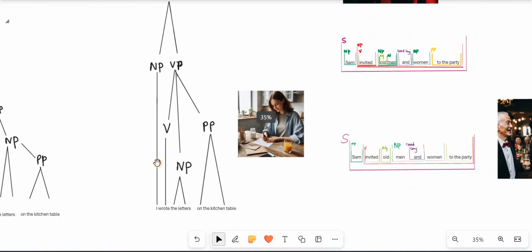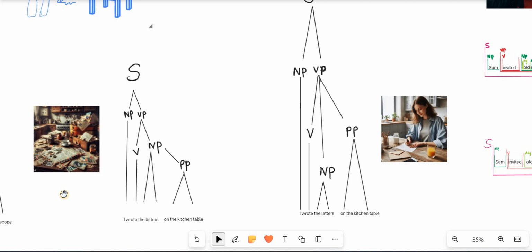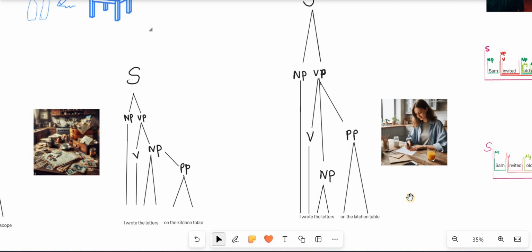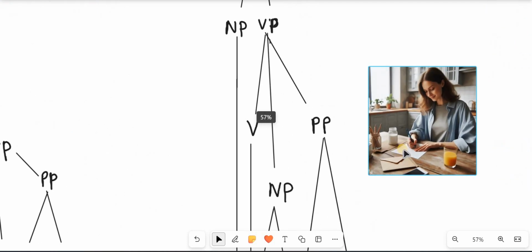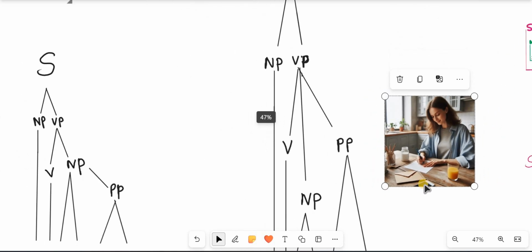One is the letters are already written and the kitchen table is filled with letters and a person is saying, I wrote the letters on the kitchen table. The letters that are there on the kitchen table were written by me. I wrote the letters on the kitchen table can also mean the act of writing was done on the kitchen table. The act of writing was done on the kitchen table.